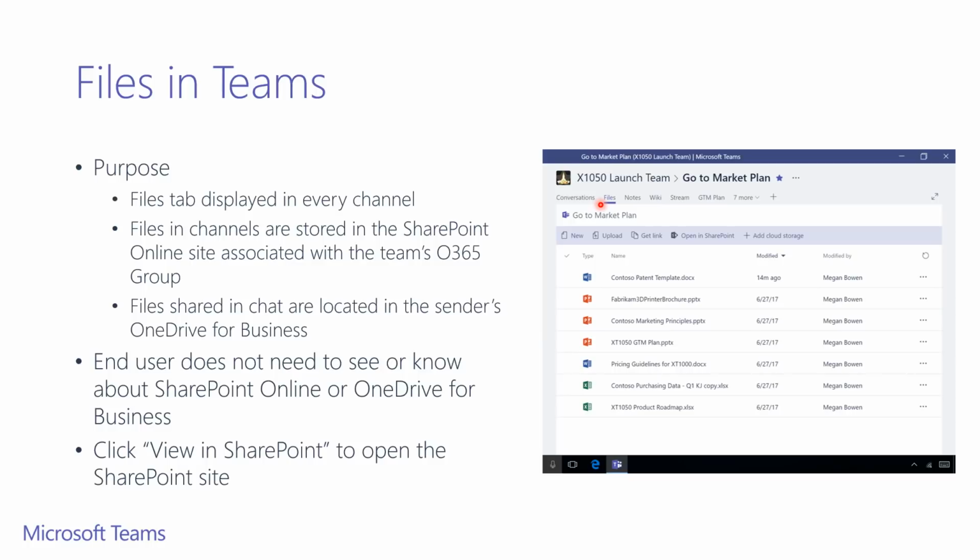If I were to chat with another individual user, simply having a one-to-one chat, and I were to share a file in that instance, files in chat are located in the sender's OneDrive for Business. Now, the cool thing about the way that Teams is structured is the end user doesn't even need to know, is it in SharePoint or is it in OneDrive? They just simply need to interact with the Teams application and share files as they see fit.